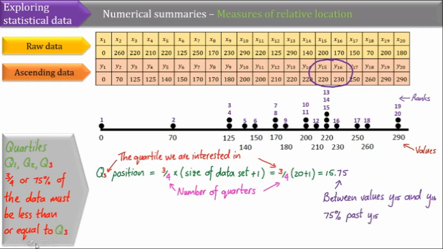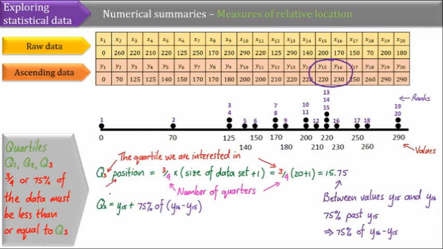And where in between those two? Well, if we take only this part and treat it as a percentage, then we can say that our Q3 position is 75% past Y15. Because we're not sitting at 15, we're not sitting at 16 either. We're sitting in between the two, and we're sitting at 75% past the 15th position. So we need to take 75% of Y16 minus Y15, and we need to add it to whatever Y15 is. And that's exactly the calculation.